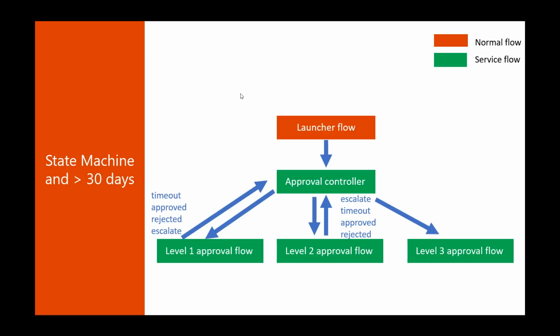Okay, so each level approval flow cannot go beyond 30 days. If they try to go beyond, then they will go into timeout and a new one will be recreated. So this kind of approval system, or this kind of flow or composite flow, whatever you call it, can run beyond several years actually, right? So I think that's very powerful.